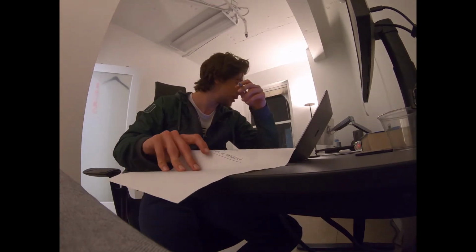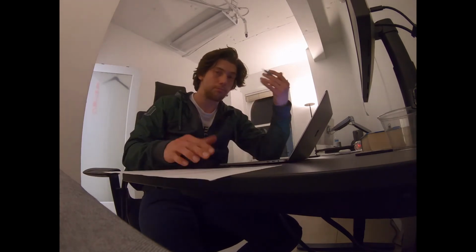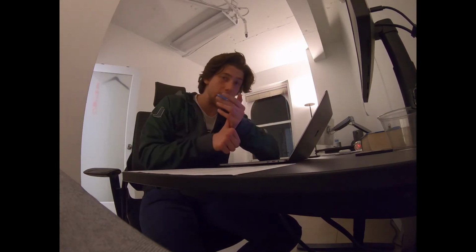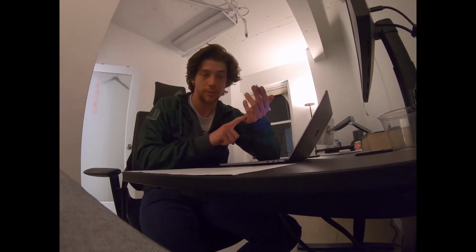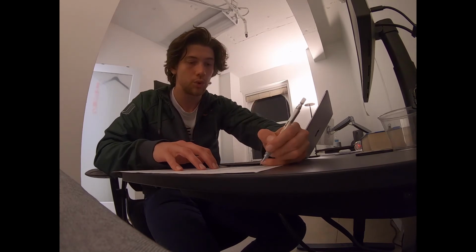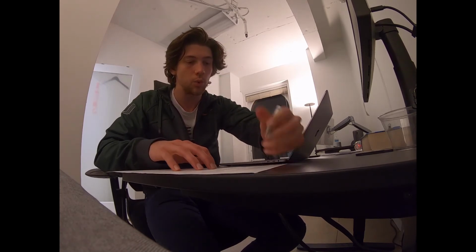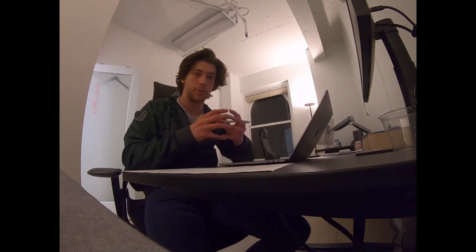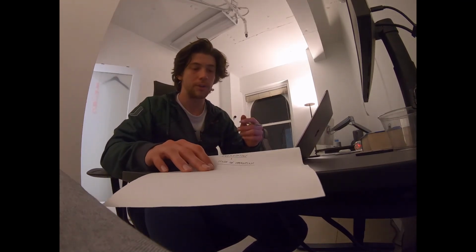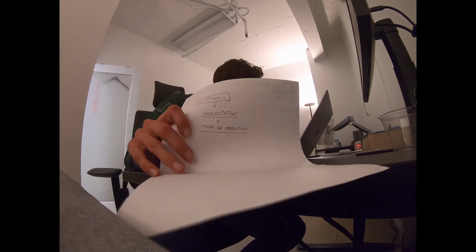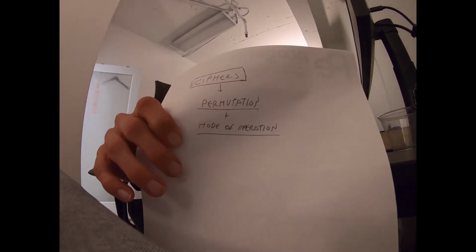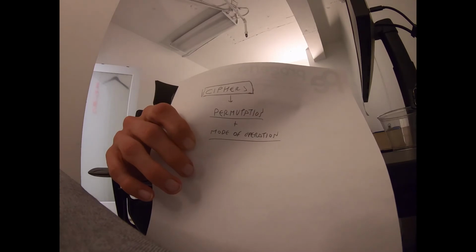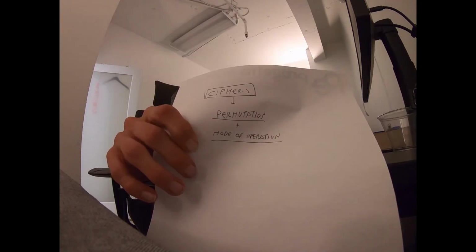So again, let's do a summary. We went over how to break the Caesar cipher and how to break the Vigenère cipher. And then we used those topics that we covered to dig in a little bit more into what a cipher, what an encryption algorithm is composed of, is made of. And we talked about the fact that ciphers are made out of a permutation plus a mode of operation, okay?